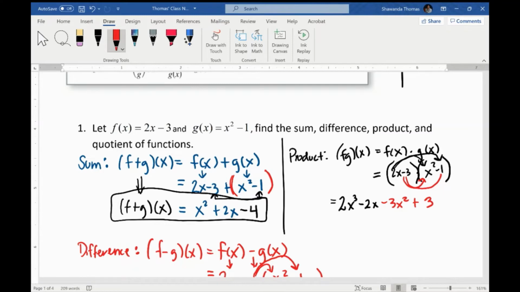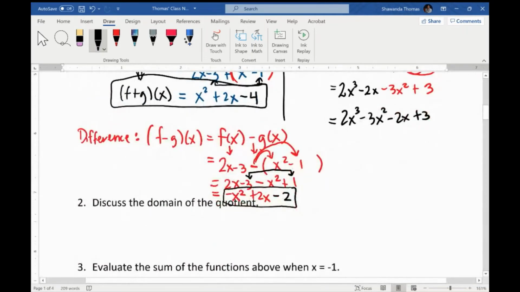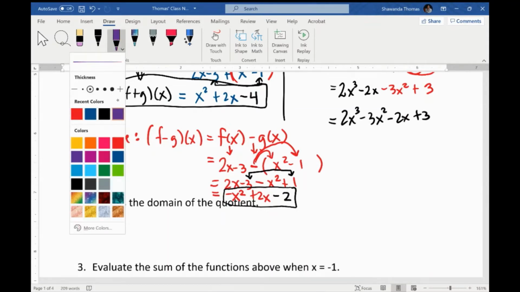Is it written the way we want it written out? No. So tell me how to write it then. 2x cubed minus 3x squared minus 2x plus 3. Very nice. We started with the highest exponent and then we ended with the constant. Very nice. Quotient. Let's go to quotient. This might be the simplest of them all.